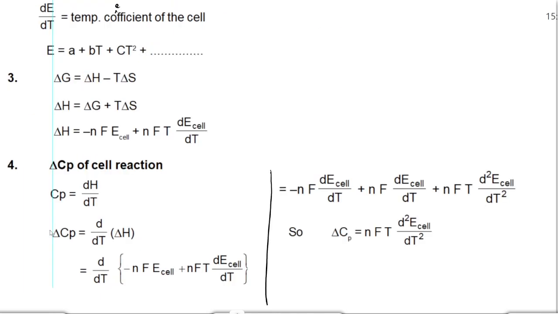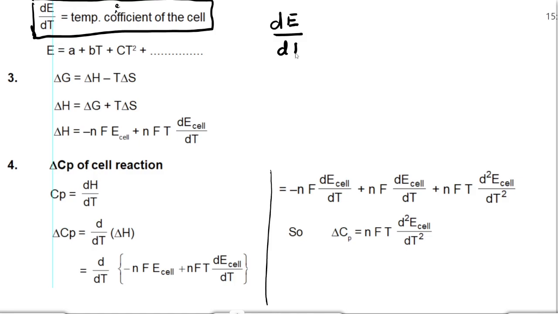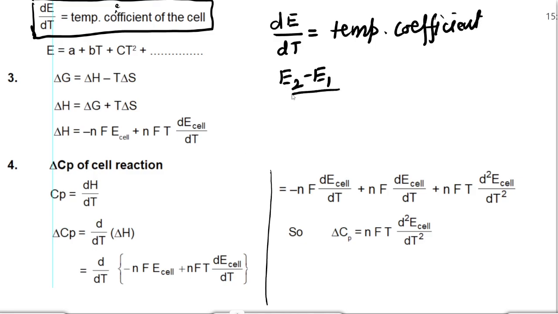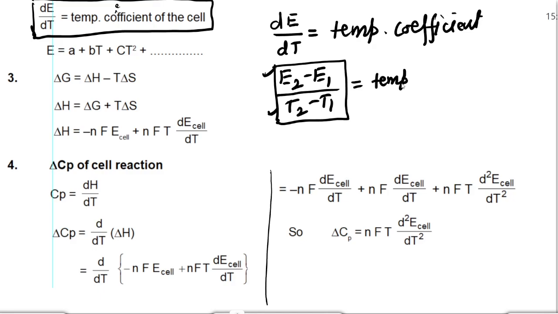In this case, just keep in mind this formula, dE by dT, that is the temperature coefficient. A question may be on this topic because it is E2 minus E1 divided by T2 minus T1. If there is variation of EMF of the cell with respect to temperature, then the ratio of change in EMF of the cell to the change in temperature is called the temperature coefficient.